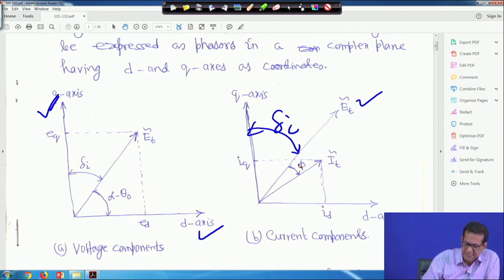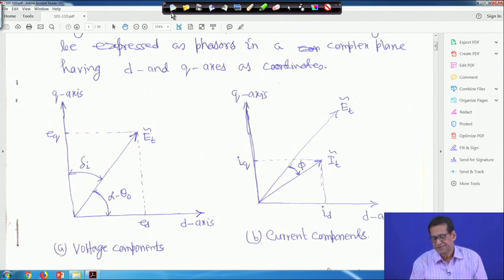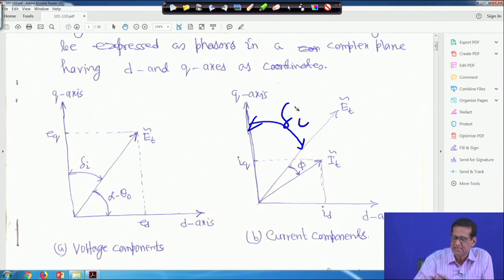So, in this case, ED is equal to ET cos(alpha minus theta 0), whatever we have seen before. Similarly, EQ is equal to ET sin(alpha minus theta 0) this side, but this angle delta I I will come to later, and this angle is delta I. Similarly, for the current, this angle I told you is delta I.